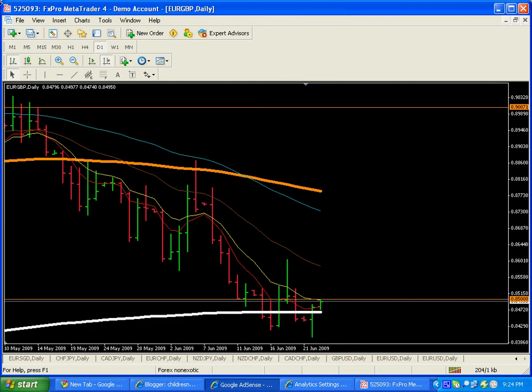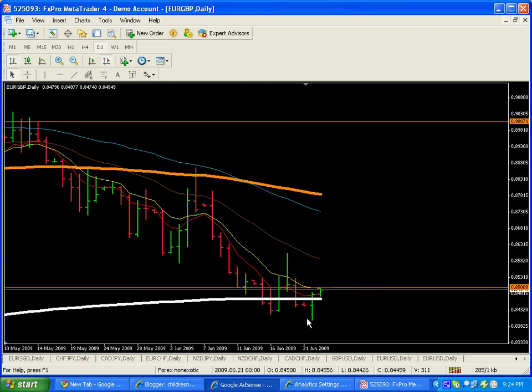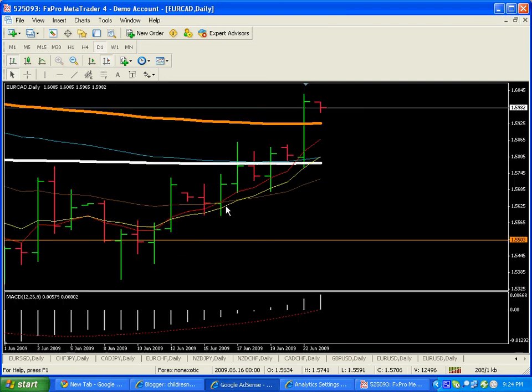There's a nice one here, euro pound. We can see the pin bar off the high, extreme lows on 0.84, and it closed just below 0.85. If this can gap above 0.85, it could reverse this whole trend right here, the daily trend.